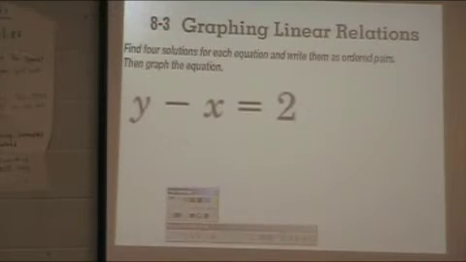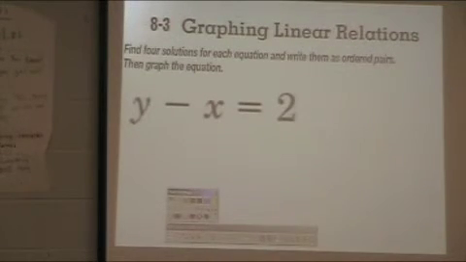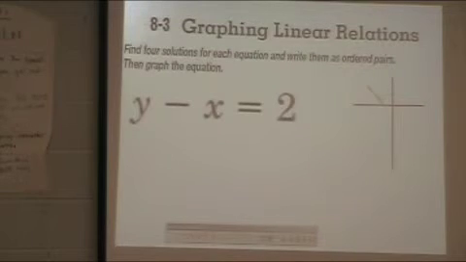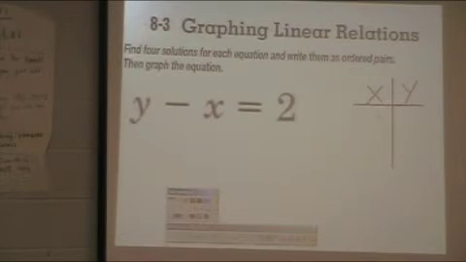Alright, here's another example right here. y minus x equals 2. Our instructions are the same. Find 4 solutions. Make them as ordered pairs. Graph. First thing we always do is we create a T-chart. In the left column I have x, in the right column I have y. Now, what are the 4 numbers that I'm going to plug in here? 0, 1, 2, and 3.